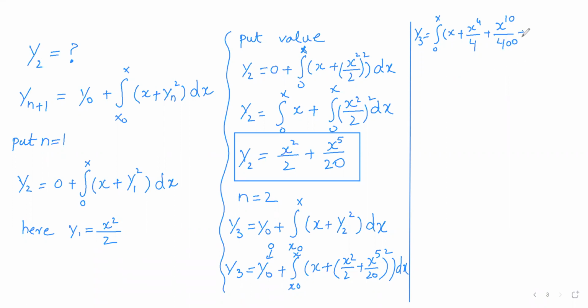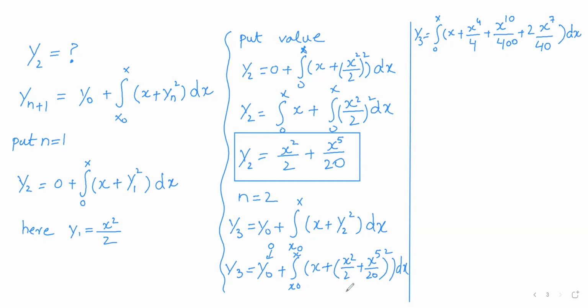And plus 2 into a and b. It will be x7 over 40. Is it correct? Can anyone please confirm me? Into dx.